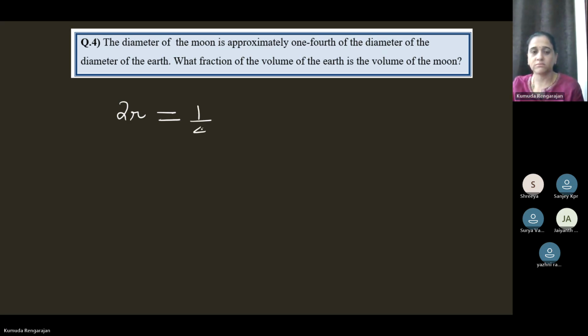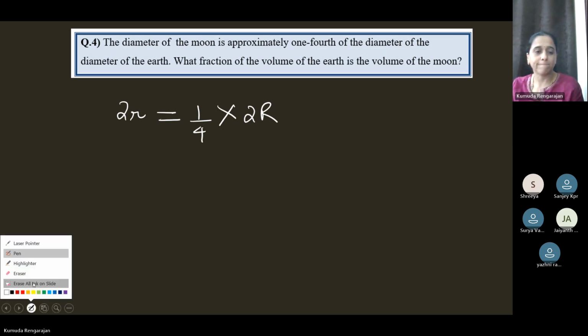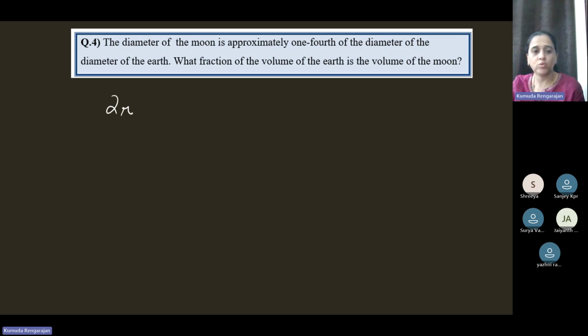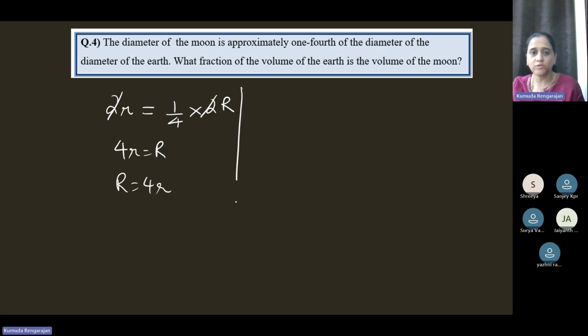1/4 of the diameter of the earth. Correct? The diameter of the moon is approximately 1/4 of the diameter of the earth. Cross multiply. Correct? Stop here.